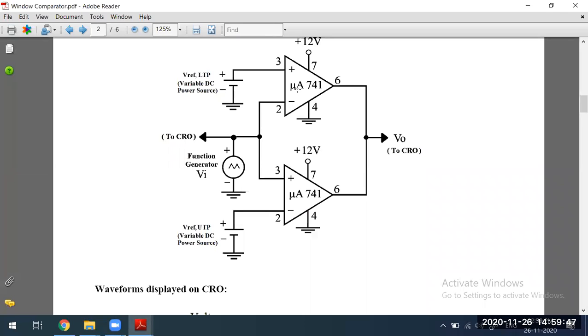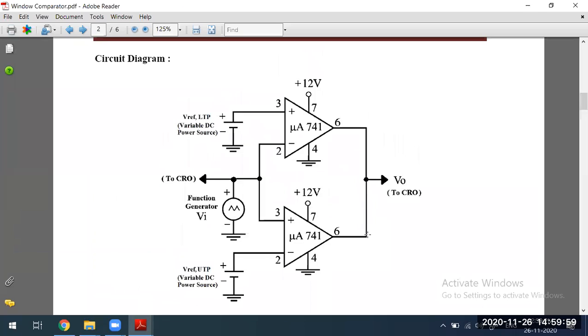This is hardware, two operational amplifier ICs. What you are seeing here, 2, 3, 7, 4, 6, these are the pin numbers. It's an 8-pin IC. Operational amplifier, it is an 8-pin IC. Only these numbers you are going to use. Which numbers? Second pin, third pin, fourth pin, sixth pin, and seventh pin. Only these many pins we are going to use.